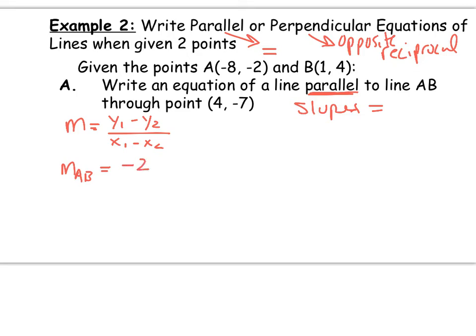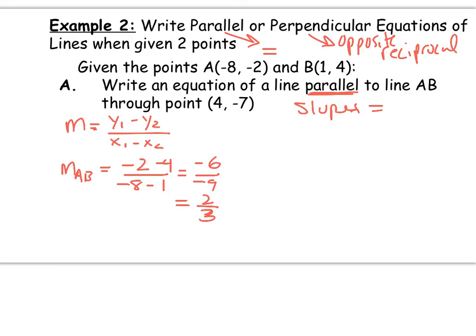So we have -2 minus 4 over -8 minus 1. On top we get -6, on the bottom we get -9, and we need to simplify that fraction to 2/3, because we've divided both the top and the bottom by 3. So 6 divided by 3 is 2, and 9 divided by 3 is 3. So 6/9 reduces to 2/3.